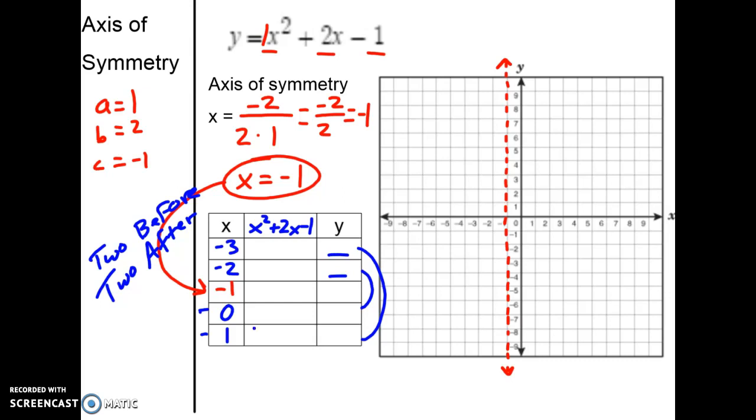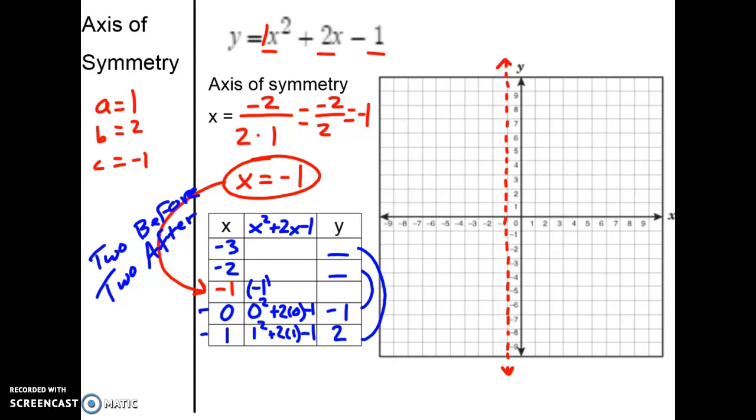So here we'd have 1 squared plus 2 times 1 minus 1. So 1 squared, that would be 1, plus 2 times 1, that would be 1 plus 2, which is 3, minus 1, which is 2. Here we have 0 squared plus 2 times 0 minus 1. So 0 plus 0 is obviously 0 minus 1. See, that was much easier than plugging in the negative 2 and the negative 3.